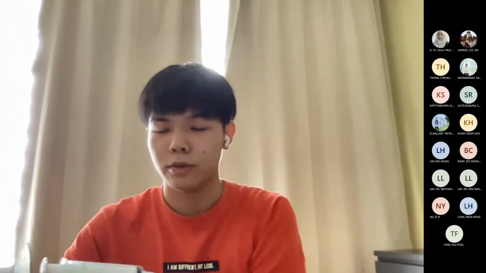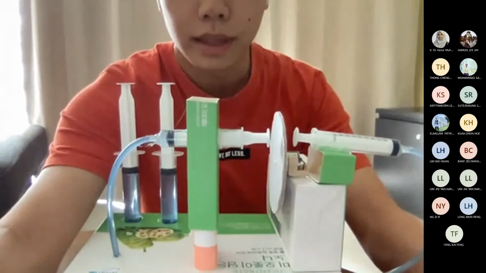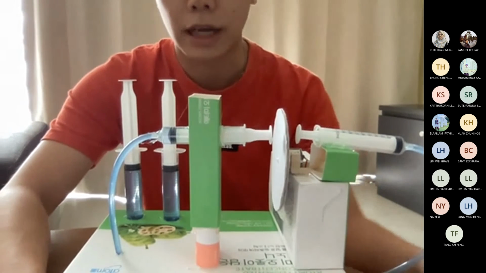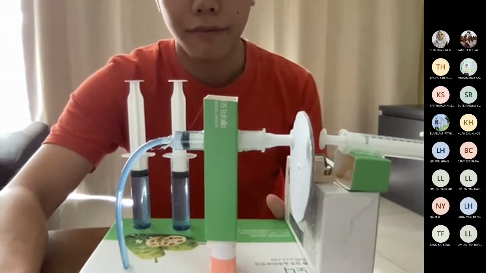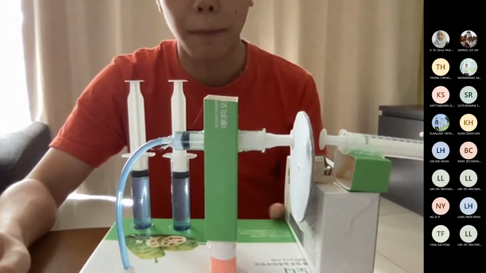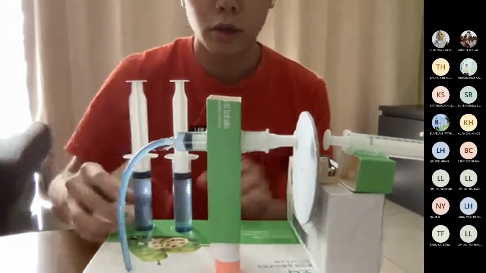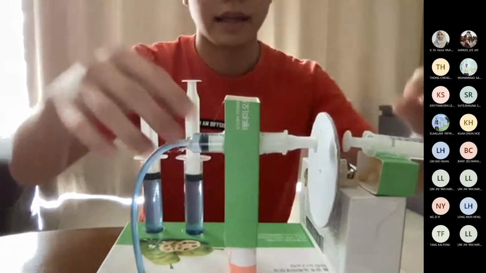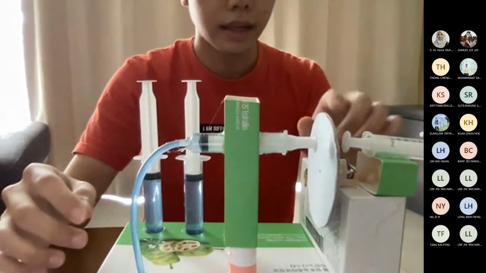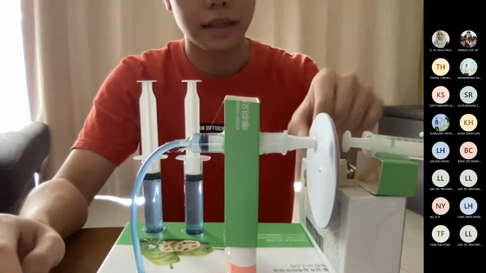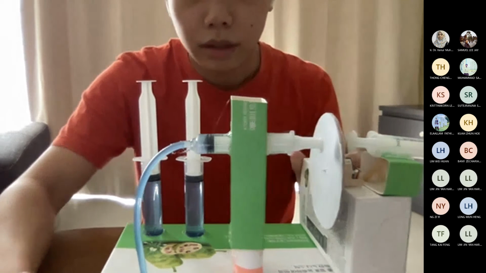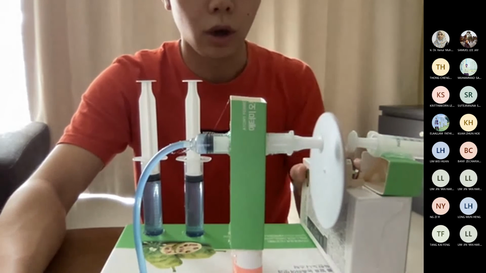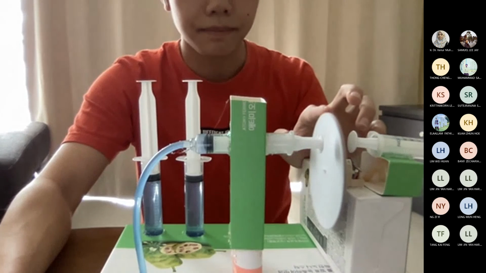So now let me show you my model for today's experiment. This is a model that I created based on Pascal's principle. This model is a hydraulic brake system that we can find in our daily life, which is applied on vehicles. So here is syringe piston 1, and here is syringe piston 2. And here is the DC motor, and here is a cardboard which acts as a rim of the vehicle. So when the DC motor is turned on, the motor is turning.